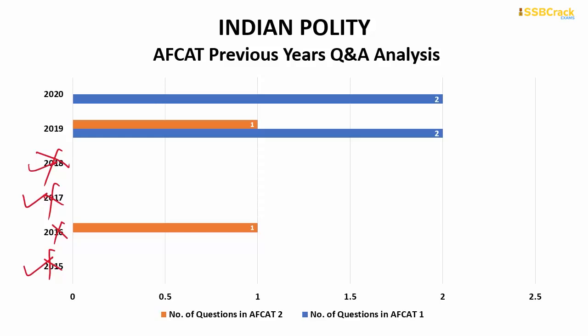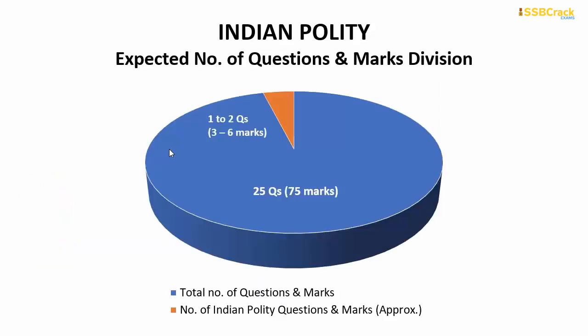So at max you can expect 0 to 2 questions from this, or 1 to 2 questions from this section of Indian polity, which will be carrying around 3 to 6 marks out of the 75 marks which is allotted to general awareness, right?